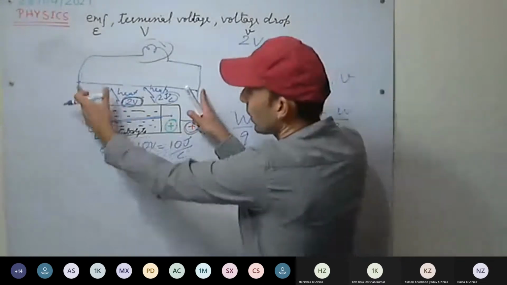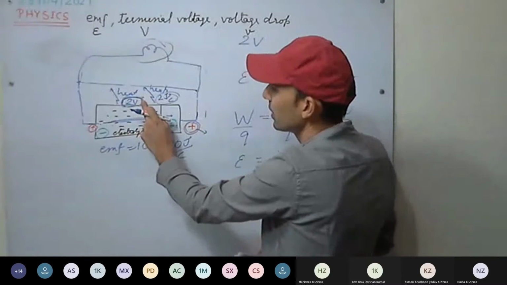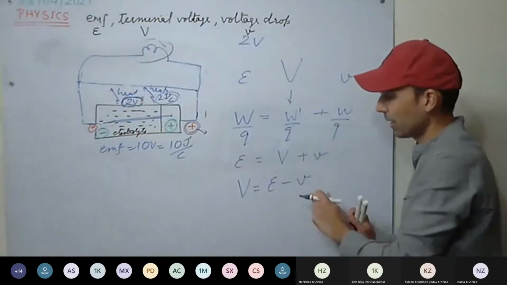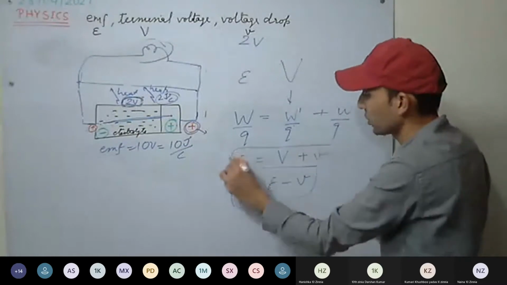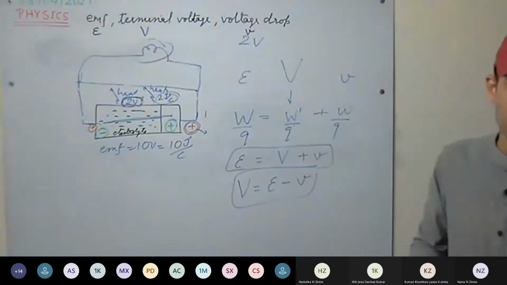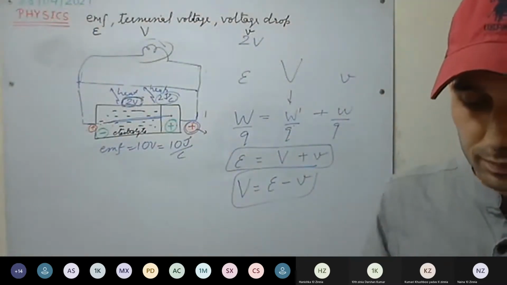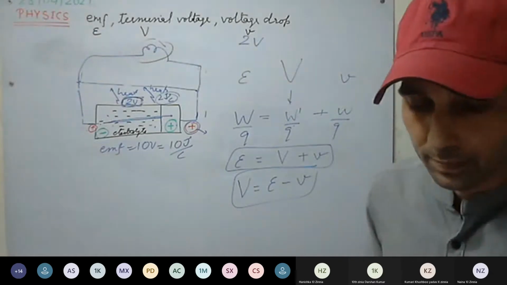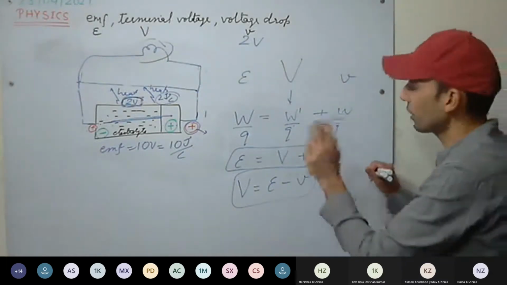This terminal voltage will be how much? EMF minus voltage drop. That is 8 volt. Understood these two relations? Everyone has understood? Yes, sir. Okay, now see one more thing.